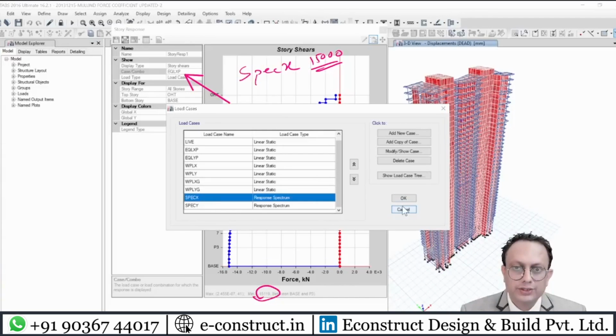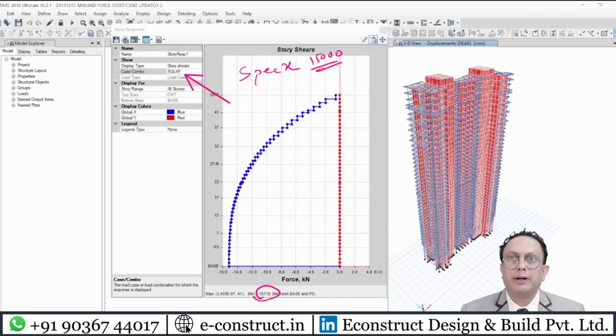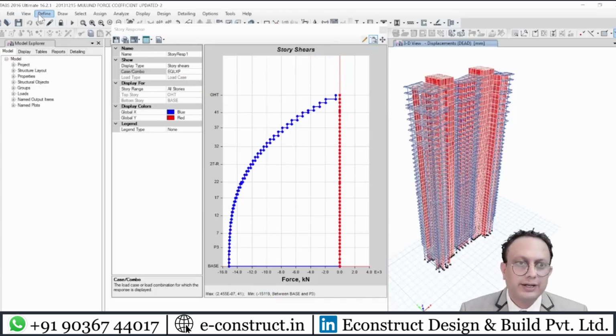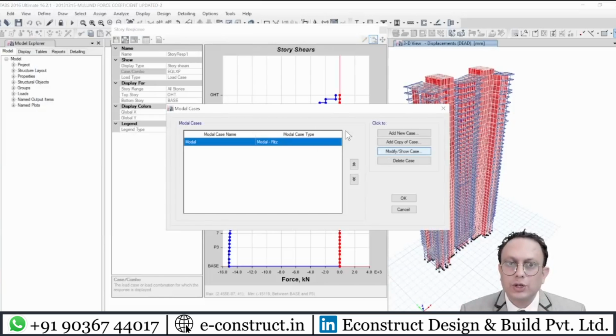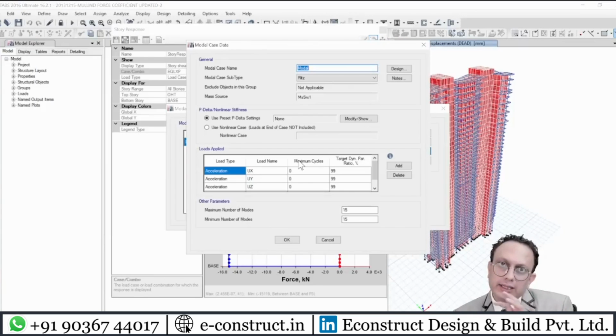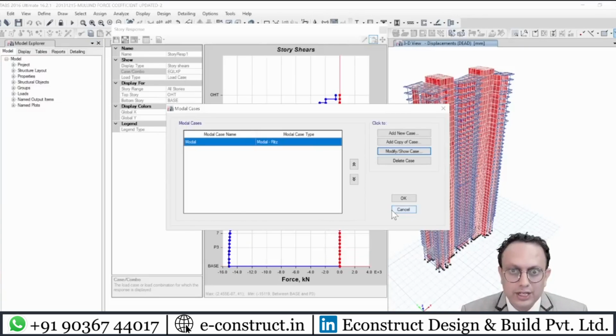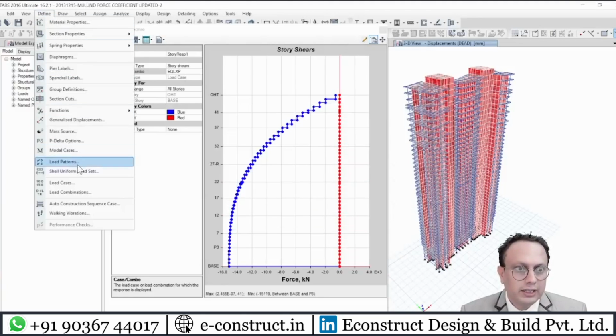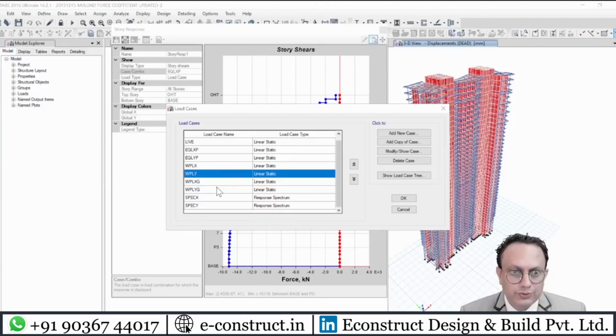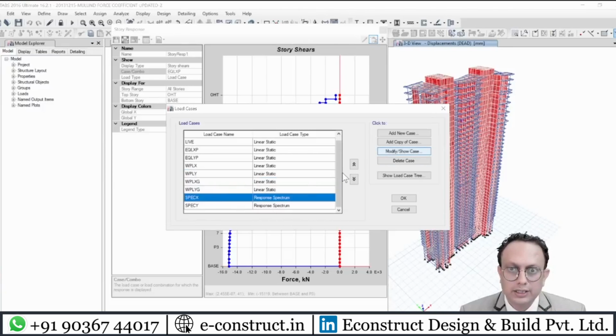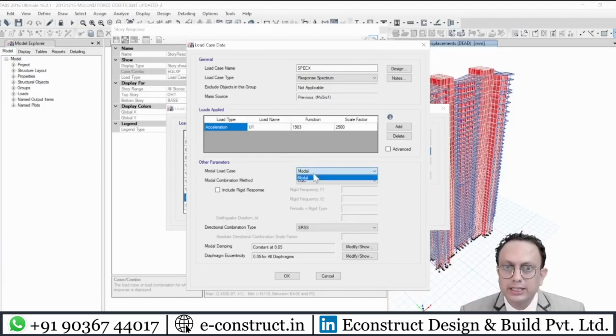Understood? Okay, so this is how the static and dynamic analysis works. I would like to tell you that modal analysis is also encrypted inside the dynamic analysis. Why? Because this is the dynamic analysis based on the risk vectors, and if you see the load case, which is the spec X case, you will see that the modal analysis is encrypted inside.